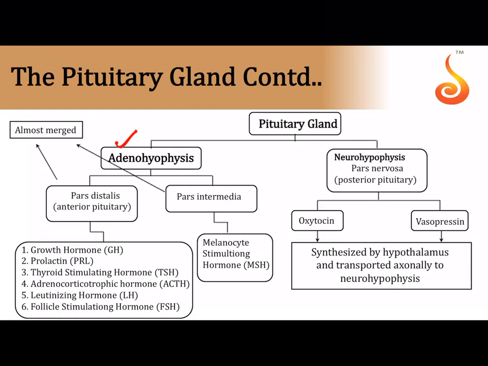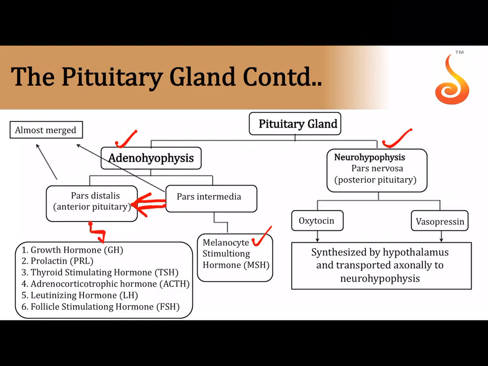We have the adenohypophysis, I just told you, is made up of two parts, pars distalis and pars tubularis. We have the neurohypophysis, that is pars nervosa. So the different hormones: I told you very clearly that the pars intermedia is almost merged with the anterior pituitary. There is only one hormone secreted by pars intermedia, that is melanocyte stimulating hormone.